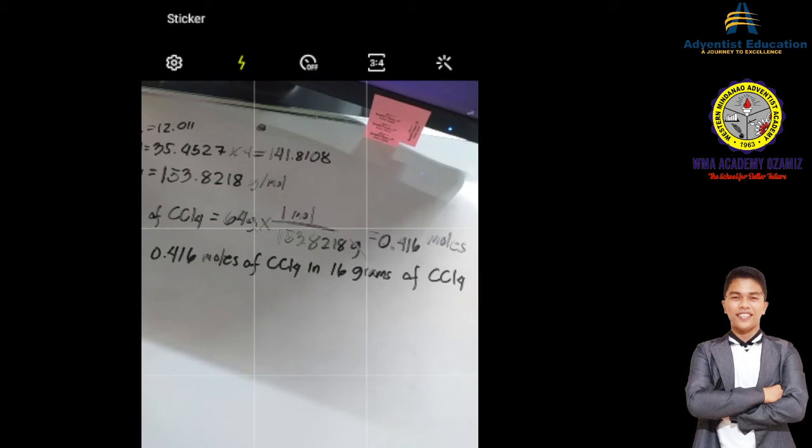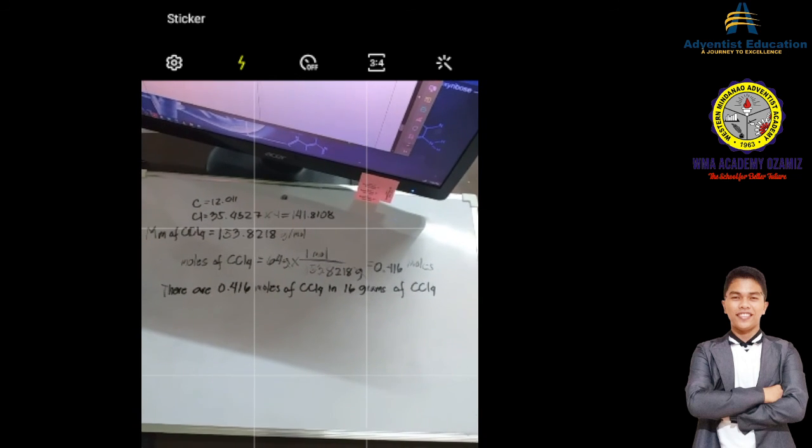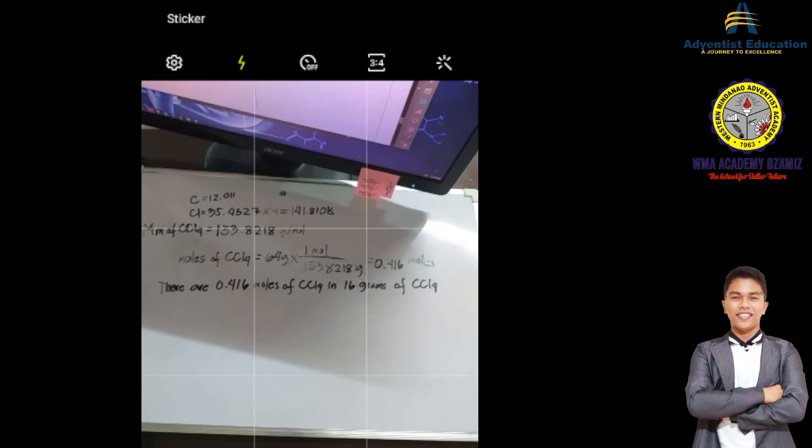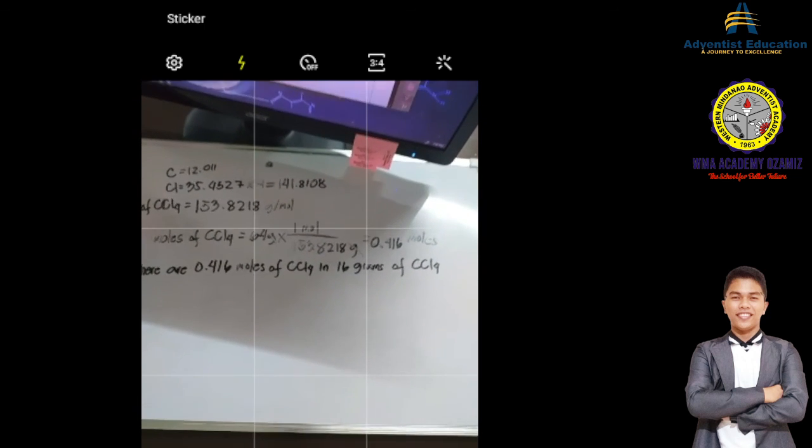So we are now done calculating. The solution is a must. Probably you can put the answer there directly, but I will not consider that because I need the solution on how you arrived at that answer. This is the answer now. So there are 0.416 moles of CCl4 in 64 grams of CCl4.